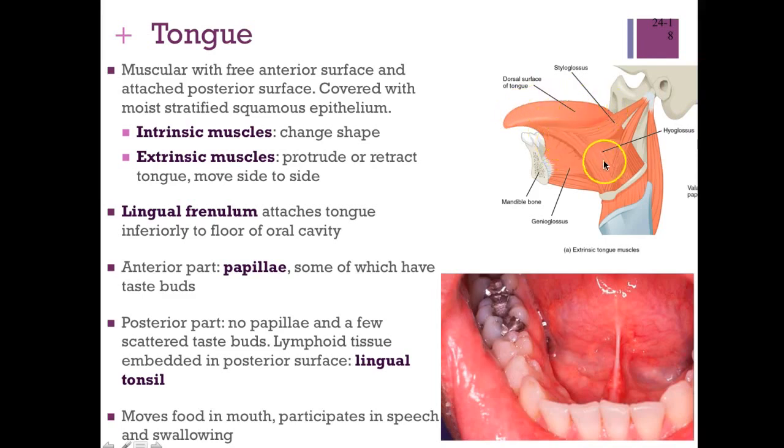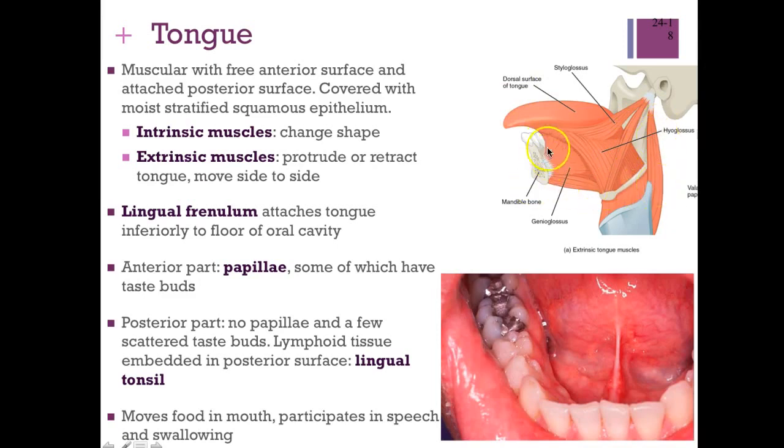And then your extrinsic muscles are going to lie outside of the tongue. That will help you do things like stick your tongue out. So we would call that protrusion of the tongue, and then bringing it back would be retraction of the tongue. And also being able to move the tongue side by side is utilizing these extrinsic tongue muscles.